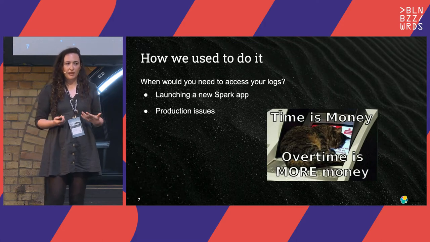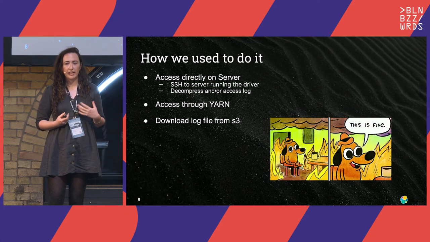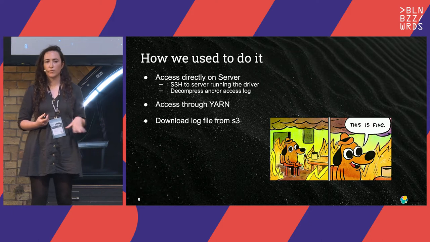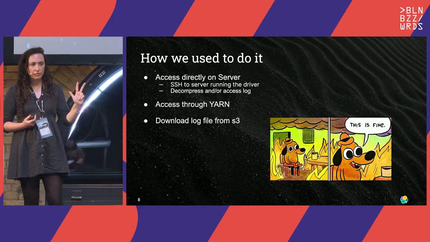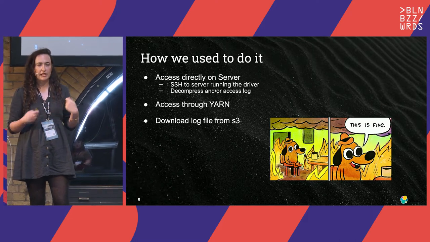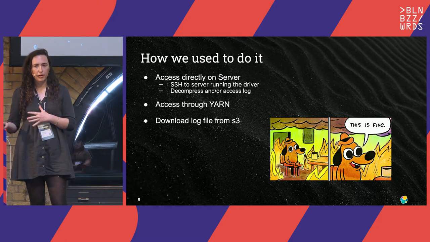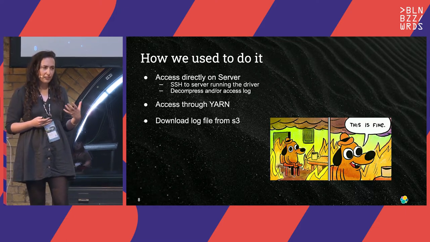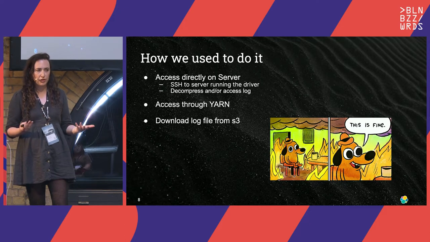So with this in mind, let's talk about how we actually can access our logs when running Spark on EMR. And there are basically three methods to do it. So the first one, and the most straightforward one, is just SSHing to the servers. So again, EMR, just a bunch of servers running together. So this sounds pretty straightforward, right?